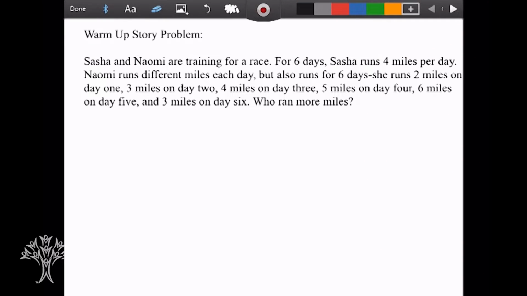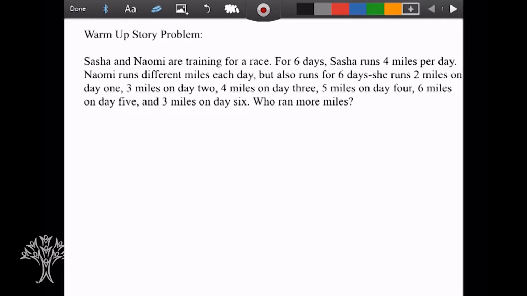All right, before we get going on the lesson today, let's warm up with a story problem. So I'm going to read it to you and then we're going to talk about some steps that we can take. Sasha and Naomi are training for a race. For 6 days, Sasha runs 4 miles per day. Naomi runs different miles each day, but also runs for 6 days. She runs 2 miles on day 1, 3 miles on day 2, 4 miles on day 3, 5 miles on day 4, 6 miles on day 5, and 3 miles on day 6.